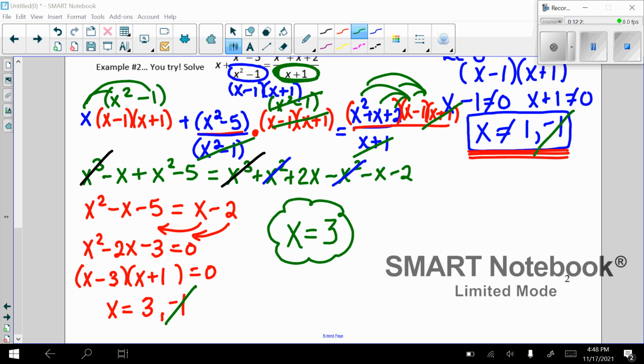Okay, so please go back and look at this again if you're having some trouble, but hopefully these two examples will allow you to do a couple of problems for homework.